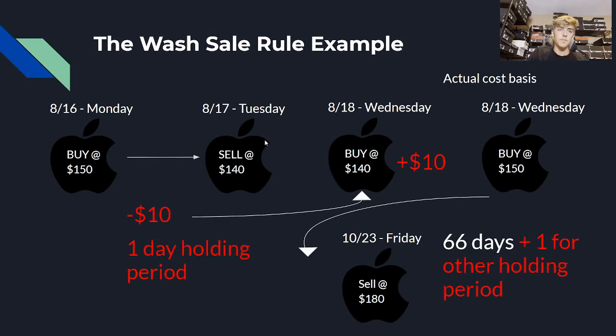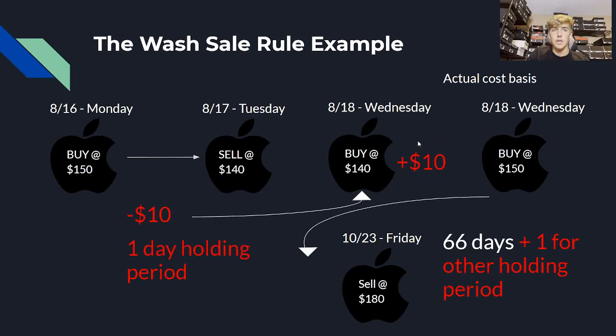Now, on Wednesday, your opinion on Apple changes. You're now bullish again. You buy back at 140. This loss will automatically be deferred into your cost basis, the same amount that you lost, right? So you lost $10 here, you bought it at 140, your actual cost basis will be 150. Now, it may take a day to show on your brokerage, but sooner or later, you're going to find out, wait, I didn't buy it at 150, I bought it at 140. But the wash sale rule exists and deferred your loss into your cost basis to account for the loss, because you have to wait 31 days after you sell to buy again. That's the rule. That's the wash sale rule.